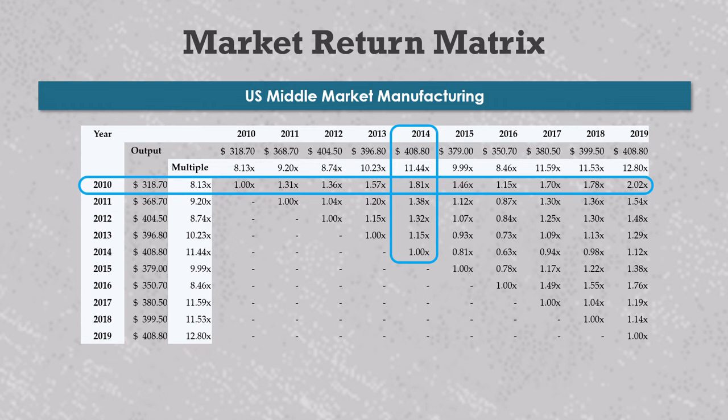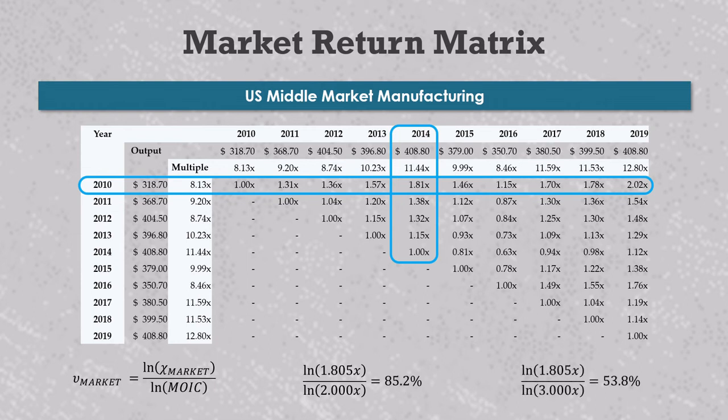Exactly how much of the equity return can be explained by these market movements can be measured with this relative value creation formula that we described in VC106. For example, if a deal has a gross return of 2x, you can take log 1.81 over log 2 to get 85.2%. This means that 85% of the return was driven by the market and only 15% was driven by the manager. However, if the deal has a 3x return, you can take log 1.81 over log 3 to get 53.8%. This means that about half of the equity return is driven by the market, while the other half is driven by the manager.